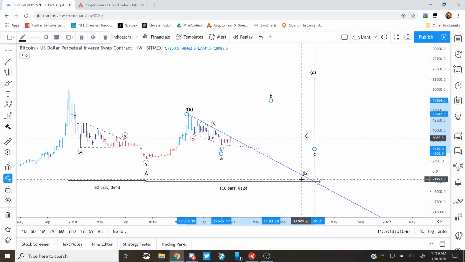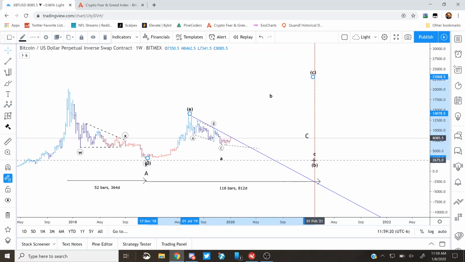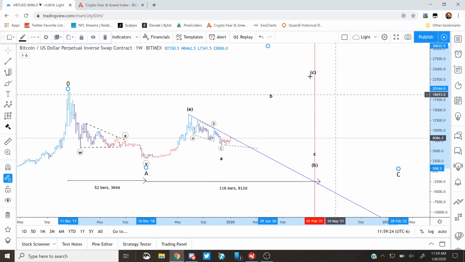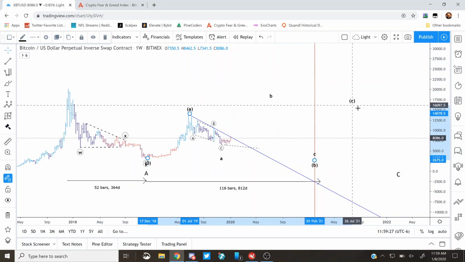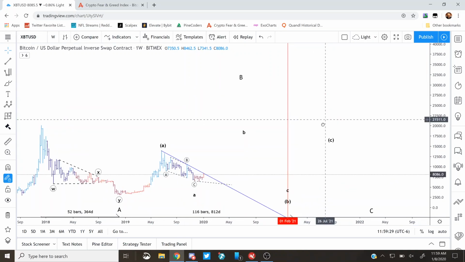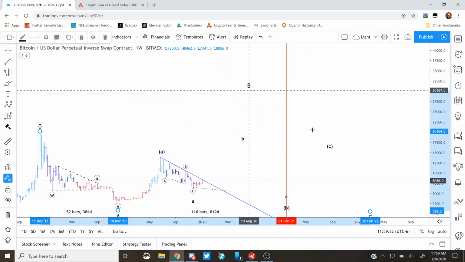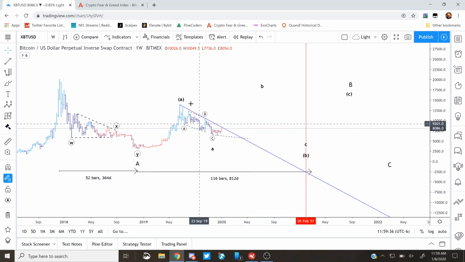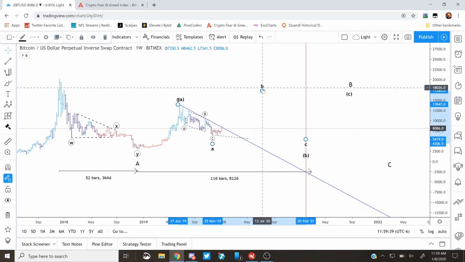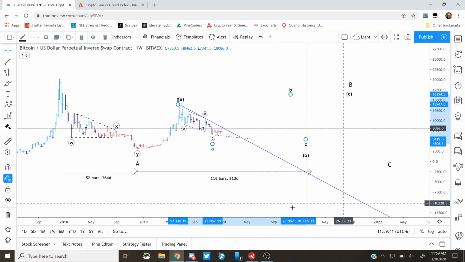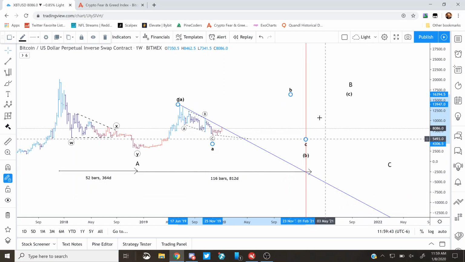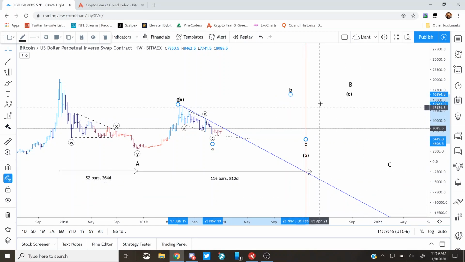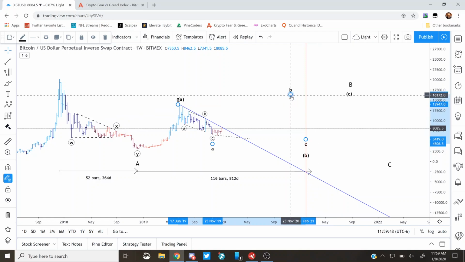If this is our count, then how is this B going to look? And really, how is A of B going to look? Because that's what we're looking at next. I don't really care where this finishes at the end of the year right now. We just started, it's January. So I don't really care where this finishes in November, December. I want to know where this next move will go.